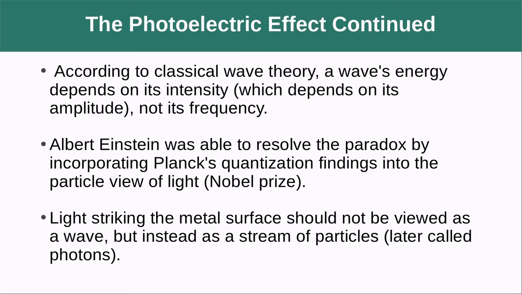And then enter Albert Einstein, who was able to resolve the paradox by incorporating Planck's work into his view of light as particles, his particle theory of light. He actually won the Nobel Prize for that. A lot of people think Albert Einstein won the Nobel Prize for something different, but it was actually for this photoelectric effect that he was working on.